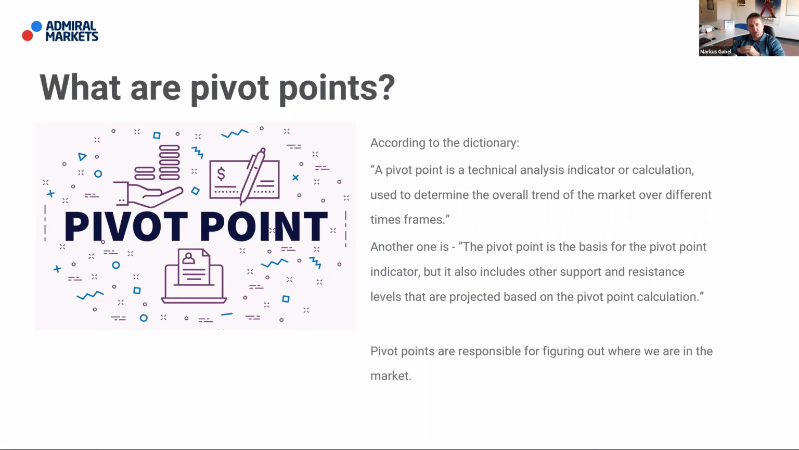Or there's another description in the dictionary. The pivot point is the basis for the pivot point indicator, but it also includes other support and resistance levels that are projected based on the pivot point calculation. So this is the official description, and pivot points are responsible for figuring out where we are in the market.